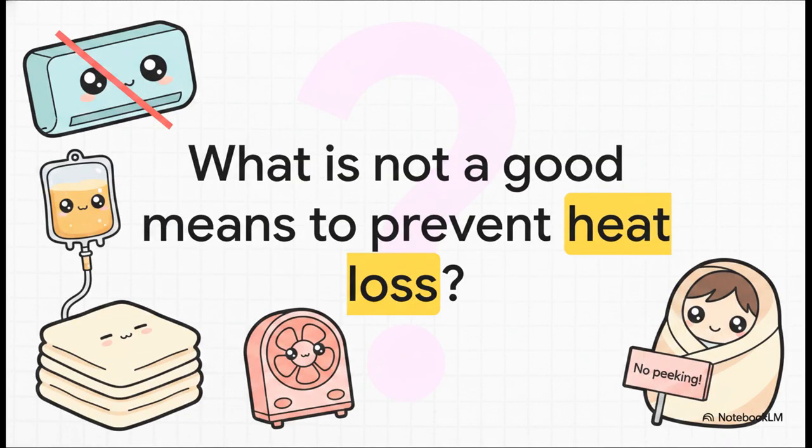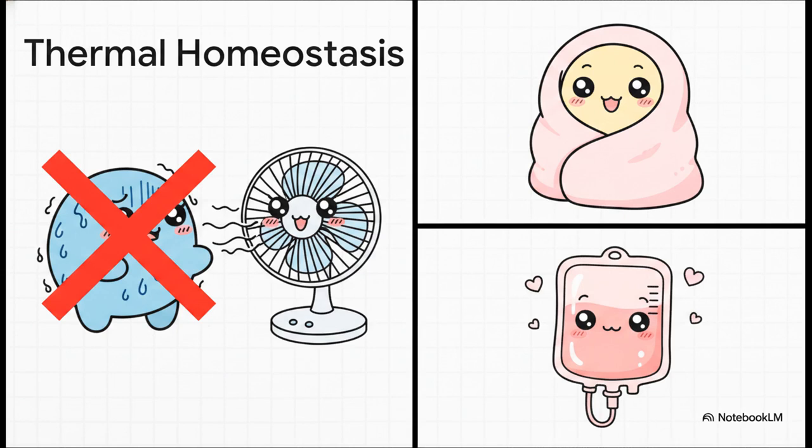Question 41. All are good means of preventing heat loss in a hypothermic patient except. Is it switching off the AC, using warm fluids for resuscitation, blankets, a warm fan, or just avoiding unnecessary exposure of the patient? Correct answer here is D, use of a warm fan.